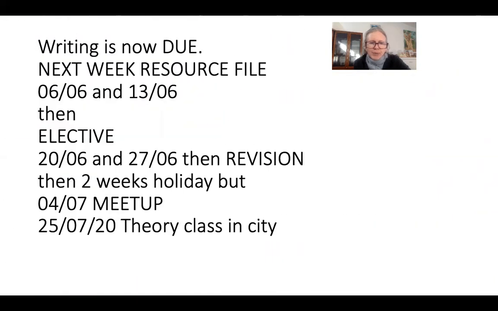Then we talked about what we're doing next week, resource file, and the week after, so 2 weeks of resource file. Then 2 weeks for elective. There are 6 electives, so I need to put them in your TOS so you get a choice of all 6, which one you want to do. And then we have 2 weeks holidays, and then we start up again, hopefully face-to-face, on the 25th. But we have a meet-up on the 4th.